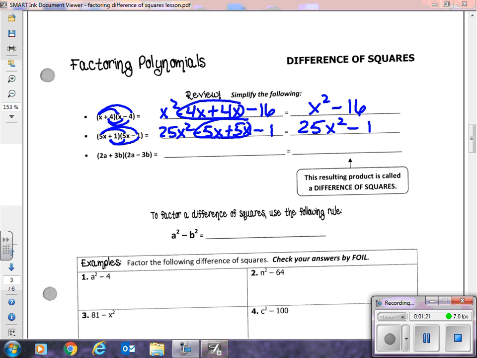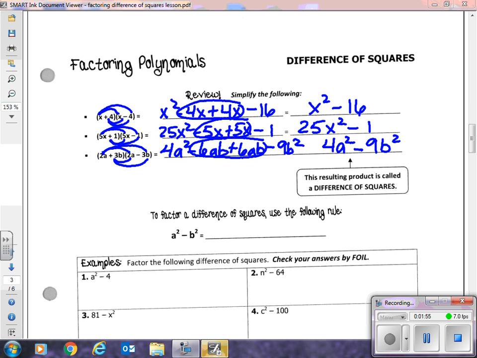And then for the last one, we'll do the same process all over again. So 2a times 2a is 4a squared. 2a times negative 3b is negative 6ab. Then we do positive 3b times 2a is positive 6ab. And then positive 3b times negative 3b is minus 9b squared. Again, looking in the middle, the minus 6ab and the plus 6ab go away. So your answer is 4a squared minus 9b squared.